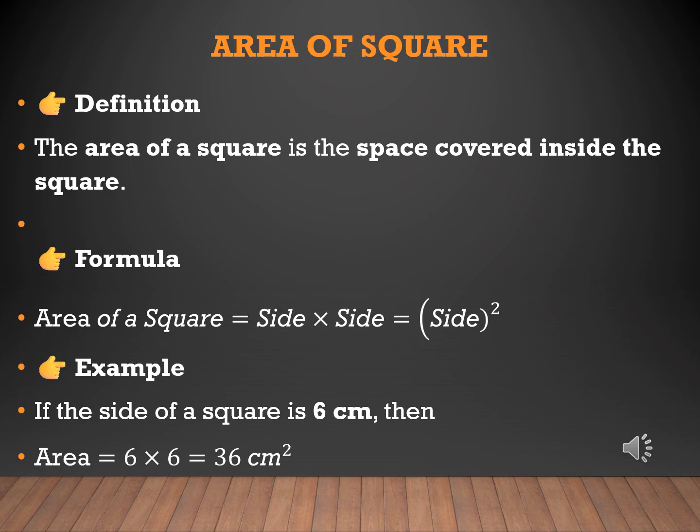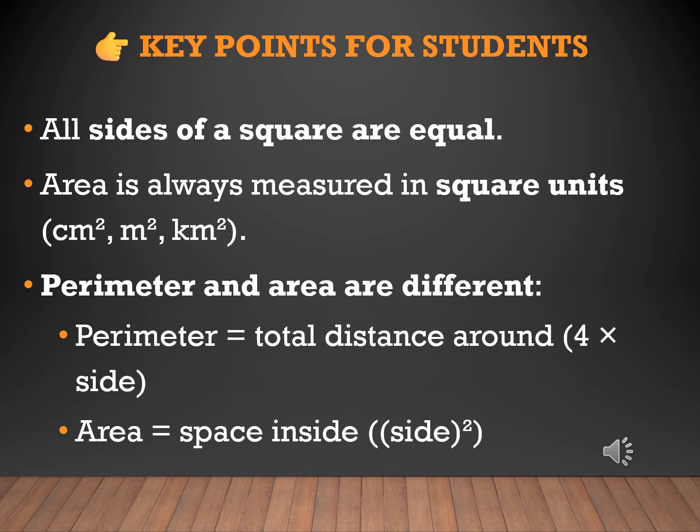What is the area of a square? The area of a square is the space covered inside the square. The formula for calculating the area of a square is side × side, that is side squared. Here is an example showing the area of a square. If the side of a square is 6 centimeters, then the area of the square is 6 × 6, that is 36 cm². So here are the key points to be remembered for this topic.